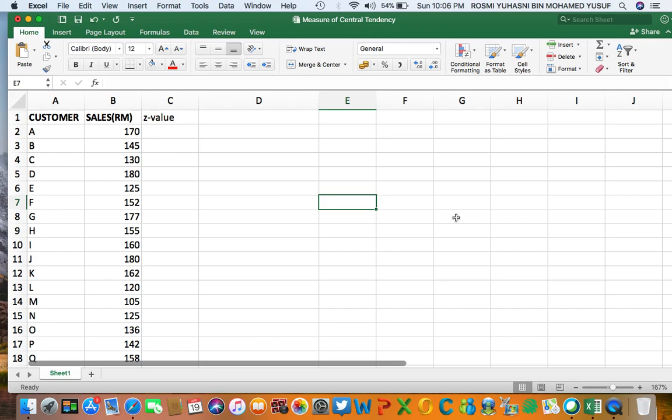Okay, now we are looking at Z score or Z value and how to compute and calculate what is called the Z value. Basically, Z value is a standardized score. It is also called standardized score, and this Z value characterizes what is called the standard normal distribution. If you look at the standard normal distribution, the shape is like a bell curve, and it has a mean of zero, and the standard deviation is one.